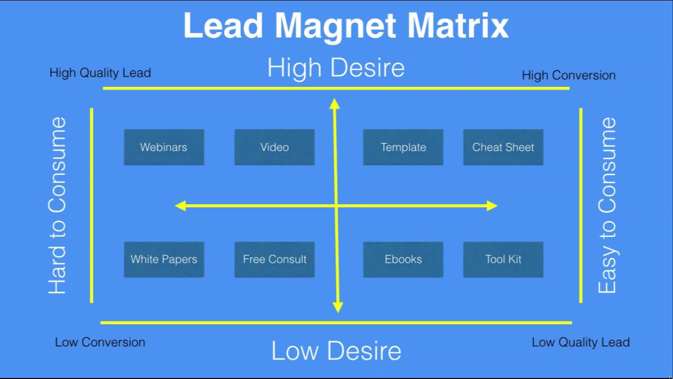Now, bottom left, this is a little bit harder to consume, and there's a lower desire for this, and you'll have a low conversion rate. The quality of the lead will actually be pretty high, but you'll have a low conversion rate on this. So a white paper, this means that you're working with companies, possibly the Fortune 2000, and you've done a white paper on a specific thing. If I were you, I would go ahead and target all of the upper level executives. That's who I would focus on with a white paper.